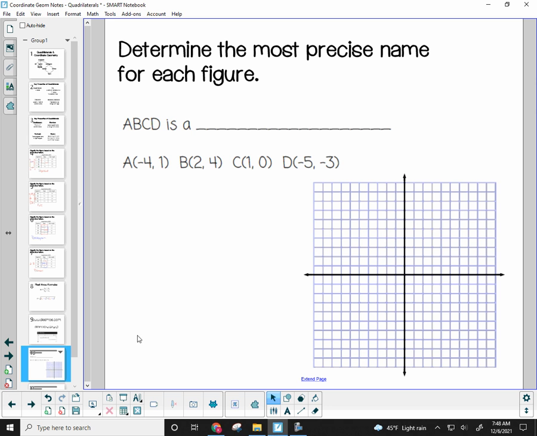All right, so what we're going to do is we are going to name this figure. Okay, so first, let's plot our points. So we know A is at -4, 1. B is at 2, 4. C is at 1, 0. And D is at -5, -3.